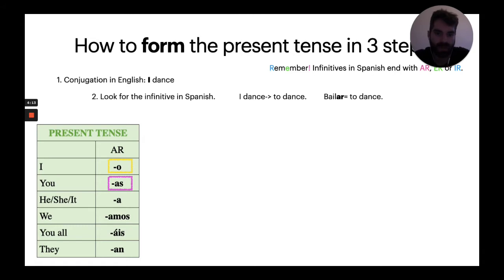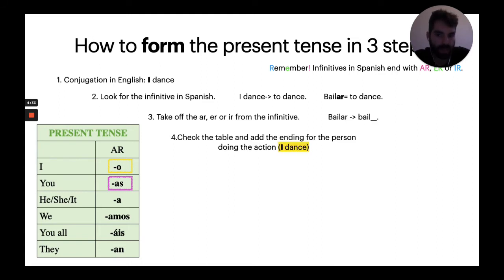Once we got that, we need to remove that ending AR from the infinitive in Spanish. So we're going to have bail. Okay, we remove the AR and we get bail. After that, we are going to check the table, and because it is I dance, in the table we got the ending that we need to add to get I dance. So then we are going to add to that bail an O, and that bailo means I dance in Spanish.